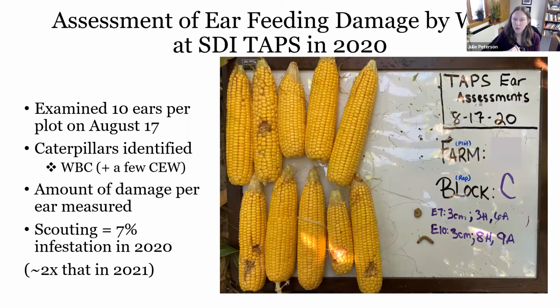This is what that looks like when we collect those ears, shuck them, and examine them for damage. You can see some areas of feeding here on tips, and some are further down on the cob, on the ear. And then you can see here's a couple of the caterpillars that came off of those ears as well.